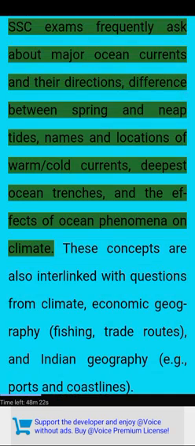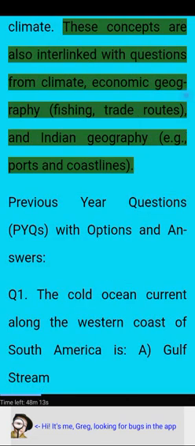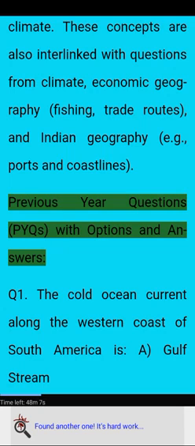SSC exams frequently ask about major ocean currents and their directions, difference between spring and neap tides, names and locations of warm-cold currents, deepest ocean trenches, and the effects of ocean phenomena on climate. These concepts are also interlinked with questions from climate, economic geography, fishing, trade routes, and Indian geography, e.g., ports and coastlines. Previous year questions, PYQs, with options and answers.